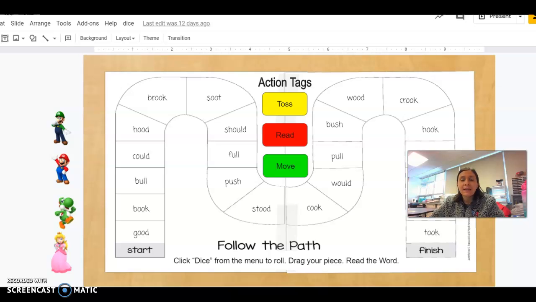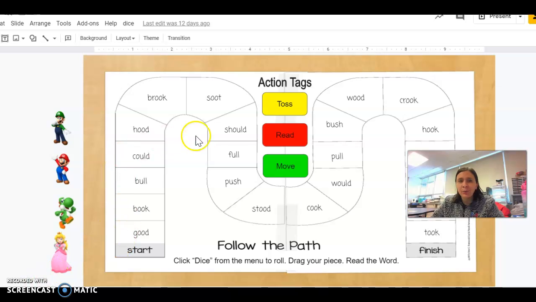Hi, third graders. In today's phonics lesson, you worked with words that make the sound in the middle, but have a different ending sound. So for your activity today, you're going to work with a partner or maybe a couple different people, and you're going to play a follow the path game using words that make the sound in the middle, but have different ending sounds.